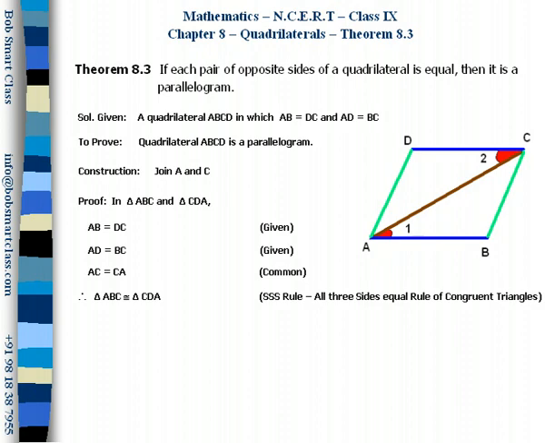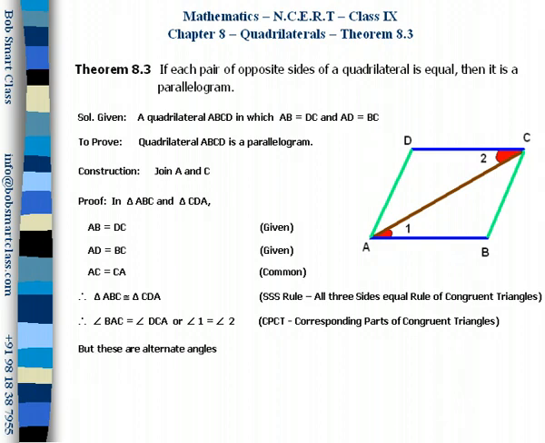Further, if these two triangles are congruent, their corresponding parts are equal. Therefore, angle BAC equals angle DCA or angle 1 equals angle 2. But these are also alternate angles. They are alternate angles of sides AB and DC. As we know that if alternate angles are equal, then sides are parallel. Therefore, AB is parallel to DC. And we have AB equals DC also, as given in the theorem.